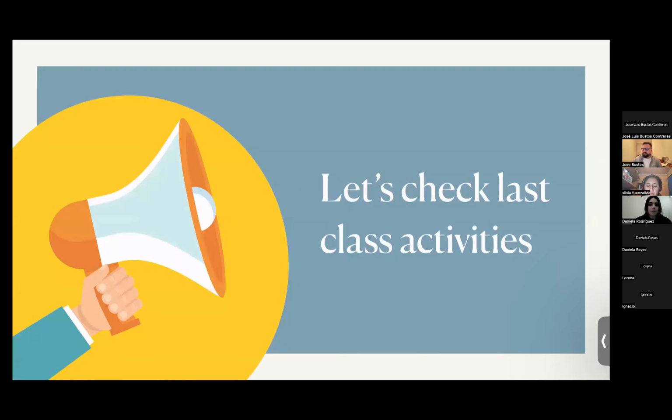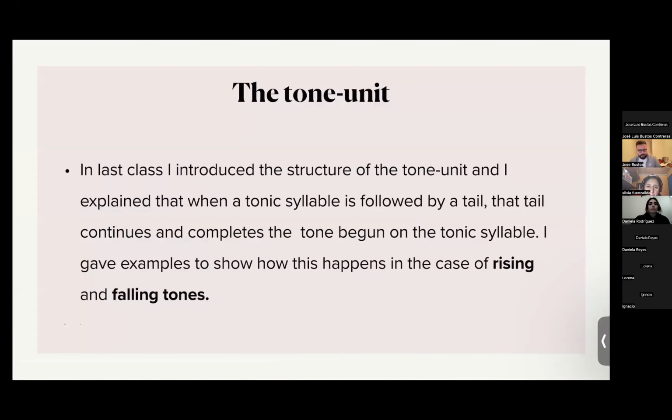We already checked the activity, so we are going to jump into the lesson. So remember, this is just for you to review a little bit about what we discussed last session. In last class, I introduced the structure of the tone units. Remember, how many units are there? We have the structure: head, tail. Tail, yes.